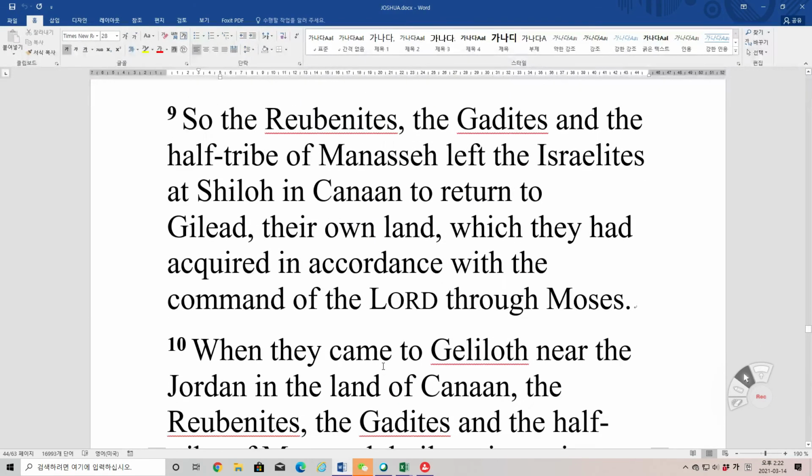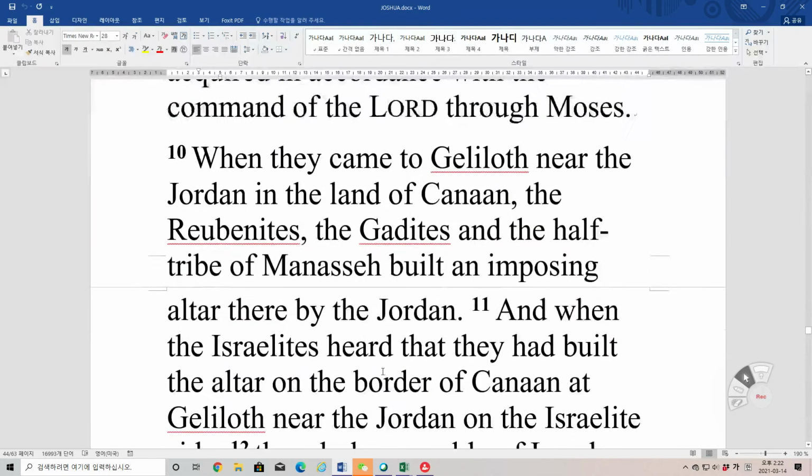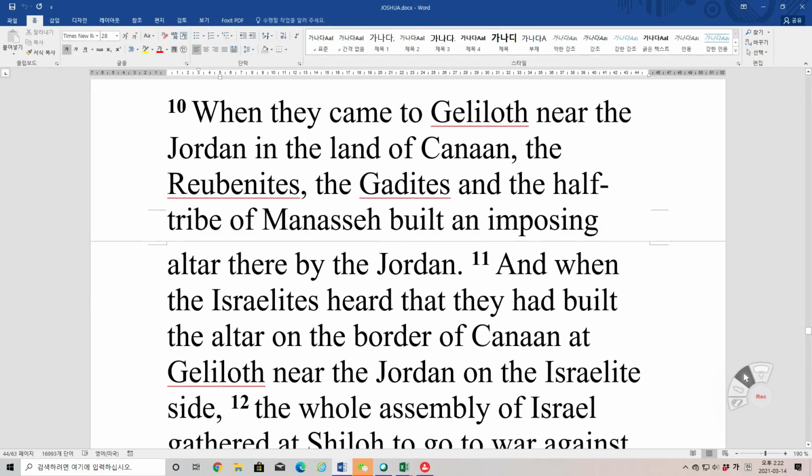So the Reubenites, the Gadites, and the half-tribe of Manasseh left the Israelites at Shiloh in Canaan to return to Gilead, their own land, which they had acquired in accordance with the command of the Lord through Moses. When they came to Geliloth, near the Jordan in the land of Canaan, the Reubenites and Gadites and the half-tribe of Manasseh built an imposing altar there by the Jordan.